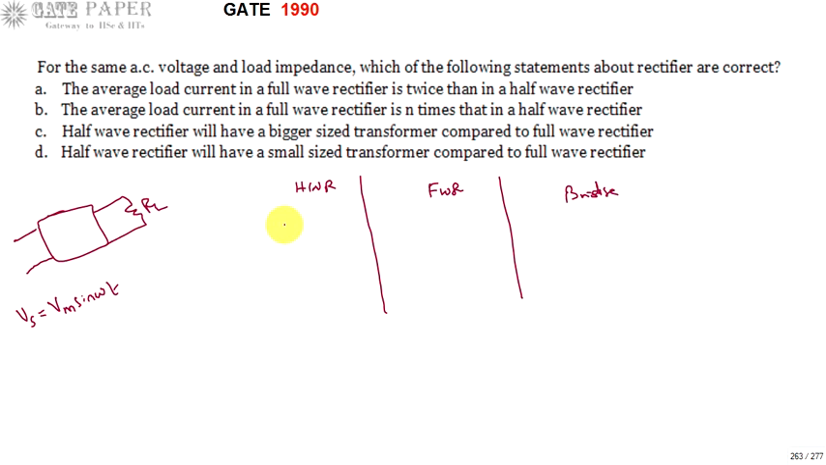So the first case is nothing but IDC, the load current, we know that one. For half wave, IDC is equal to Im by pi, and for full wave, the DC load current is 2 Im by pi, and for bridge rectifier also it is 2 Im by pi.